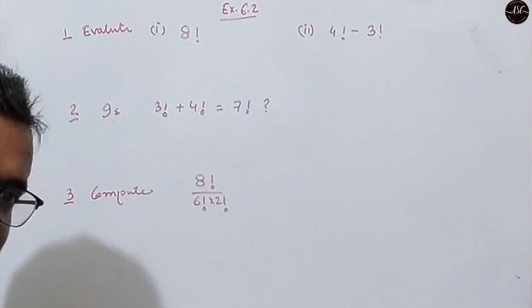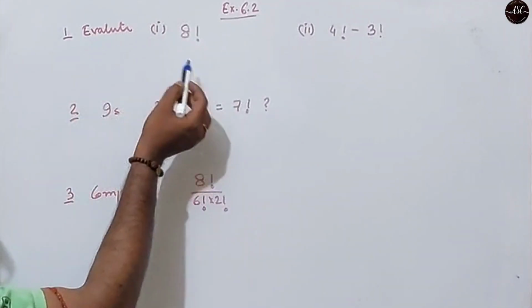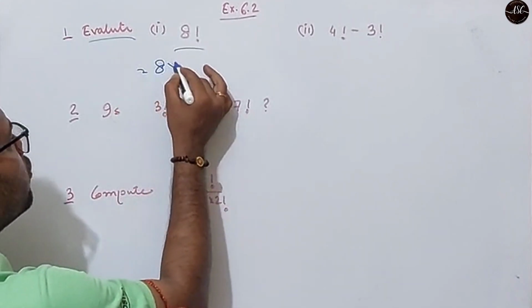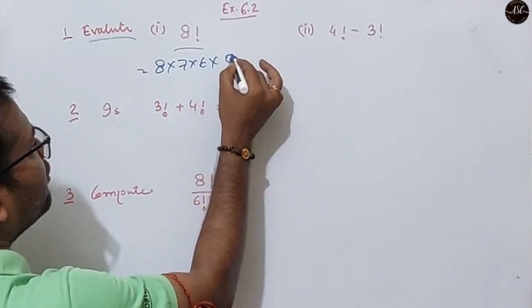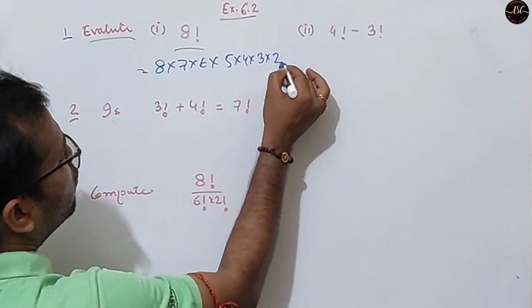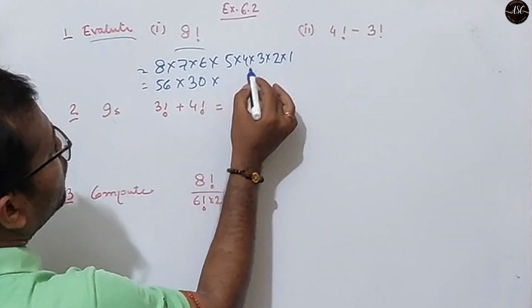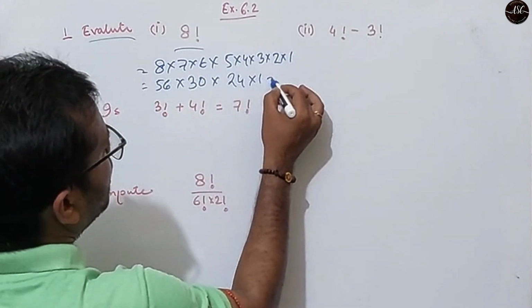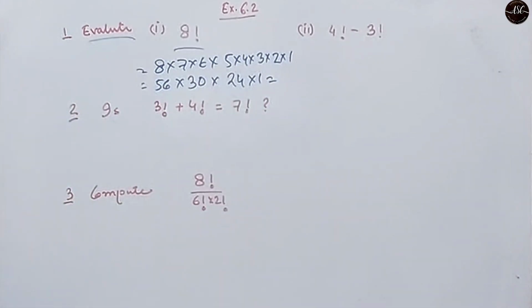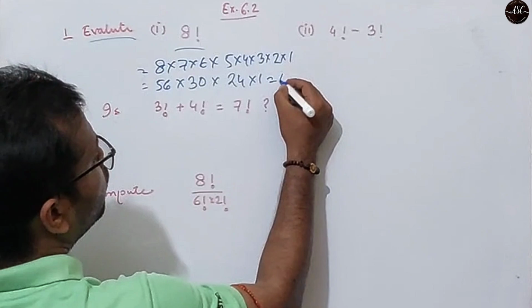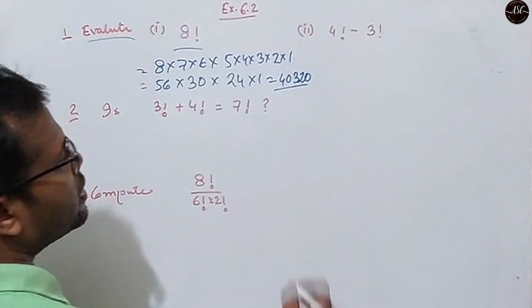We are going to do exercise number 6.2. Look, first question: evaluate 8 factorial. Very easy. 8 into 7 into 6 into 5 into 4 into 3 into 2 into 1. So that is 56 into 30 into 24 into 1. Just multiplying this, we get 40320. This will be the answer.